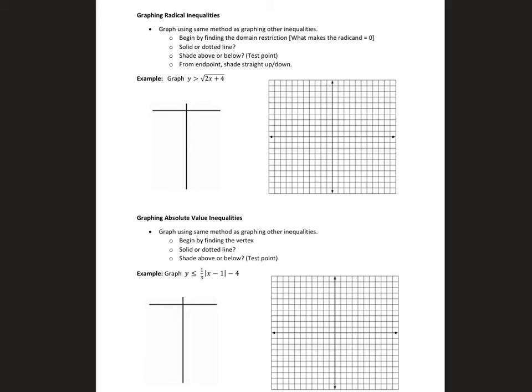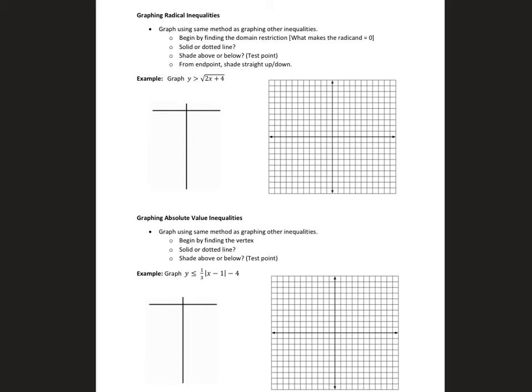Next, you're going to want to determine whether the radical inequality has a solid or dotted line, and that's going to be based on the original inequality. If it's equal to, remember, it's going to be solid. If it's just greater than or less than, you're going to use a dotted line. Next, we're going to determine where to shade, and to do that, we're going to test a point. You're either going to test a point below the radical or directly above the radical. And then you're going to shade from the endpoint, which is the original point that you started with, directly straight up or directly straight down in the respective region.